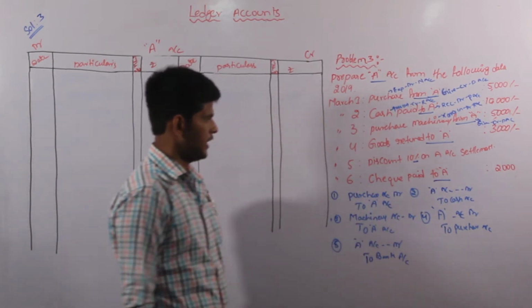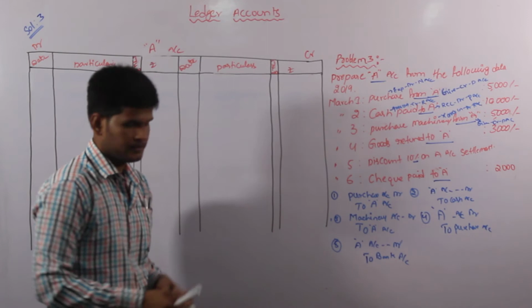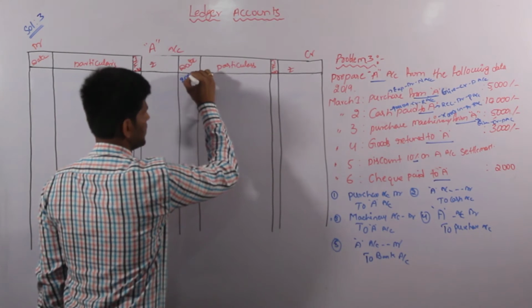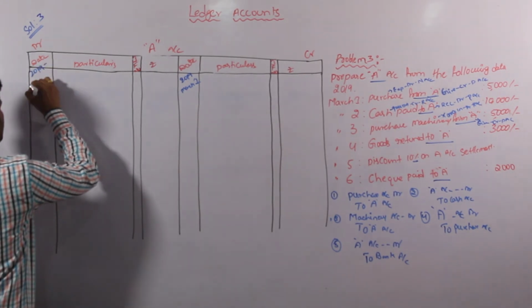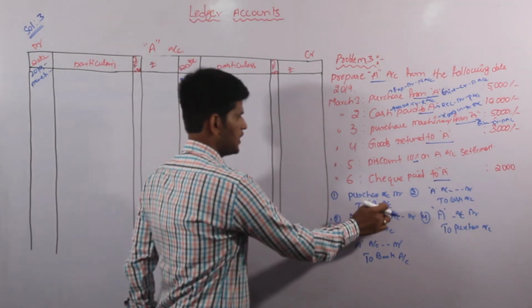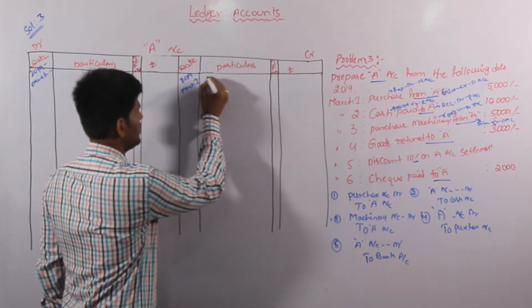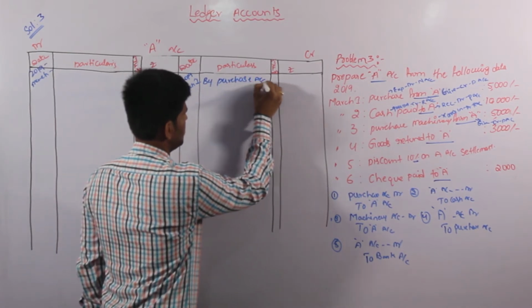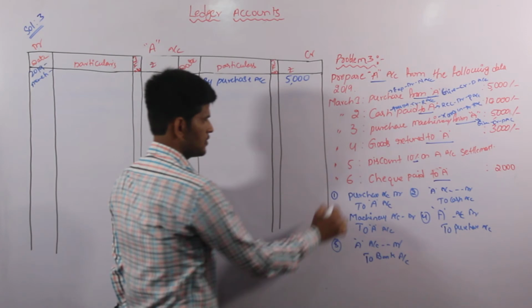So all transactions are entered into journal entries, and we have to enter these entries into ledger accounts. Come to the first one: purchase account debit to A account, on 2019 March 1st. Here also we have to give the year and month. The date comes after the entry. Purchase account debit to A account. A will be on the credit side, so we credit A account by purchase account. The first transaction value is 5000, right? So this one is completed.